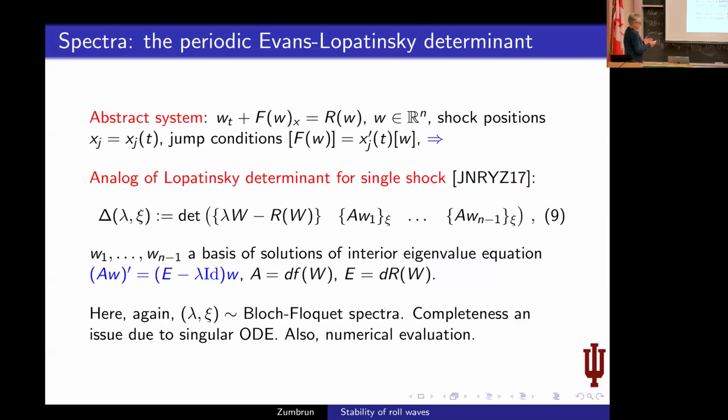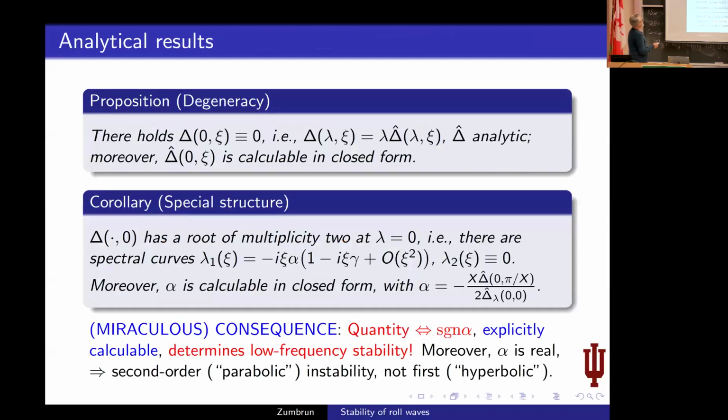And okay, so next step, an amazing thing happened. There's a very degenerate property that for lambda equals 0 and any Floquet number c, this determinant vanishes. So that's really weird and unusual. That doesn't ever happen, but it does here. That means we can divide out lambda and we get lambda times delta hat, some reduced Evans-Lopatinsky determinant, and still analytic. And we can compute its value at lambda equals 0 in closed form.